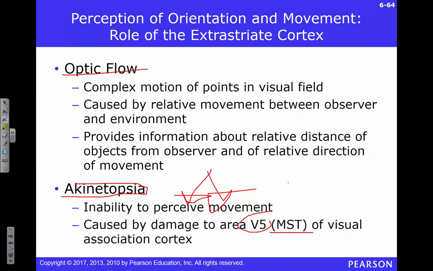So think about all the things that are moving right now. None of that would you be able to see. Think about all the things that move when you walk, which is everything, right? None of which you would be able to see. It's pretty crazy, right?